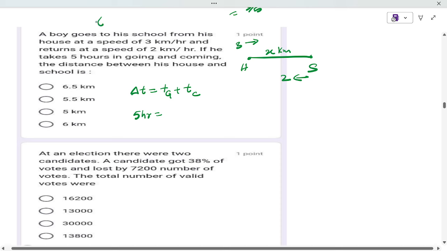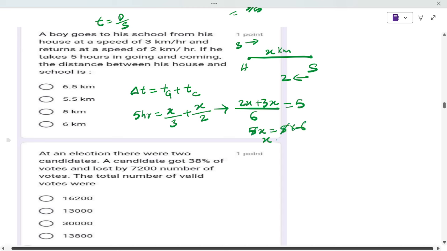What is the definition of time? Time is distance by speed, right? So the distance is x. While going the speed is 3 km per hour, and while coming the distance is also x kilometers with speed 2 km per hour. So now, taking the LCM of 3 and 2, which is 6: 3 times 2 gives 2x, plus 2 times 3 gives 3x, is equal to 5 hours. So 5x is equal to 5 into 6, 5 and 5 cancel, so the distance is 6 km. So 6 km is the answer.